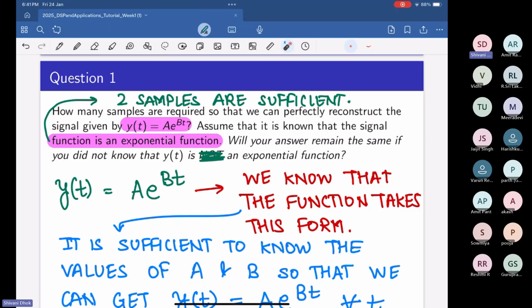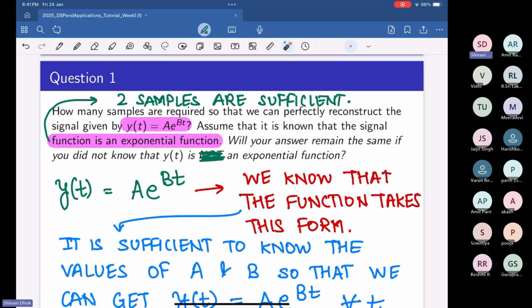So what I'm trying to say here is, if you know A and B, we can substitute the value of t equal to 0, 1, 2, and so on for obtaining this y of t for any time instance. Now to get the value of A and B, these are two constants, two unknowns. So for obtaining two unknowns, I need two equations.